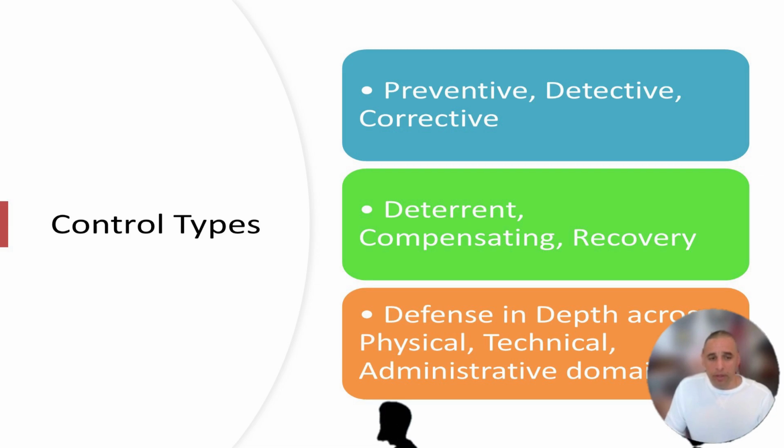Effective security uses a defense-in-depth approach, layering controls across physical, technical, and administrative domains. Physical controls include locks, security guards, and surveillance cameras. Technical controls involve software and hardware solutions like encryption and antivirus. Administrative controls are policies, procedures, and training. By understanding and applying these control types, you can build resilient security programs that address a wide range of risks. Next, we'll discuss business continuity and personnel security, which are essential for maintaining operations during and after incidents.